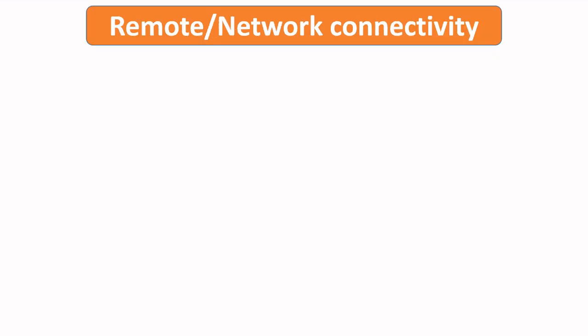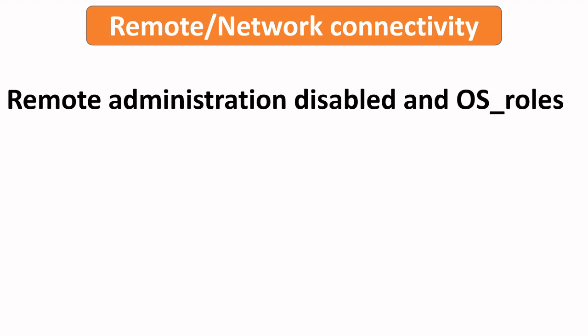Number 6, network connectivity. Ensure remote administration is disabled. Check if parameter for remote_admin is set to no in the cman.ora file. The OS_roles parameter in the Oracle database determines whether the roles of each username are managed by Oracle or the underlying OS. Ensure OS_roles is set for Oracle, in which case the value should be false.